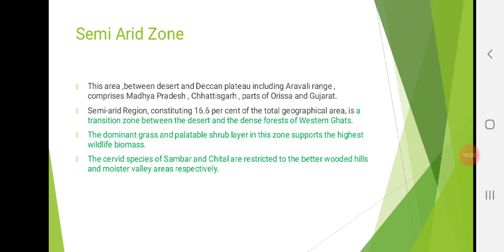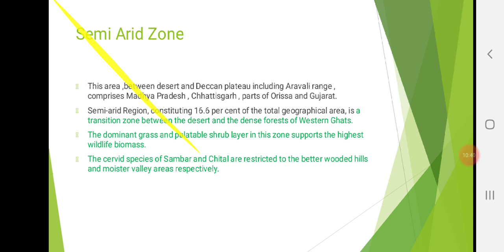Peninsular India has two large regions which are climatically semi-arid. This semi-arid region also has several artificial and natural lakes and marshy lands. The dominant grass and palatable shrub layer in this zone supports the highest wildlife biomass. The surveyed species of sambar and chital are restricted to the better wooded hills and moist valley areas respectively.